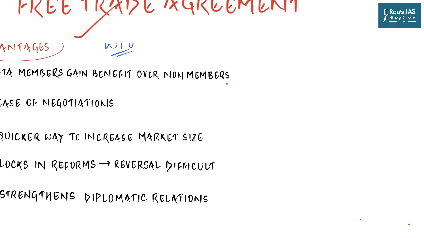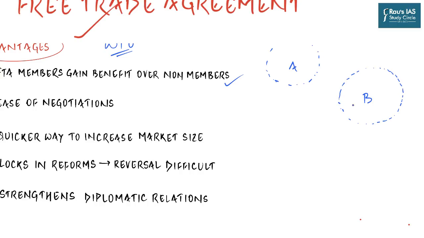Now, first and foremost advantage of two countries signing a free trade agreement is that the members of an agreement gain benefit over non-members, and we are going to understand this with a very simple illustration. Let's say that this is a country A which has the domestic market, and then you have another country B, and A and B sign a free trade agreement among them, under which A and B both decide to do away on the trade of cars.